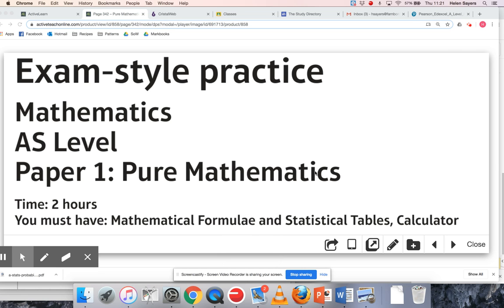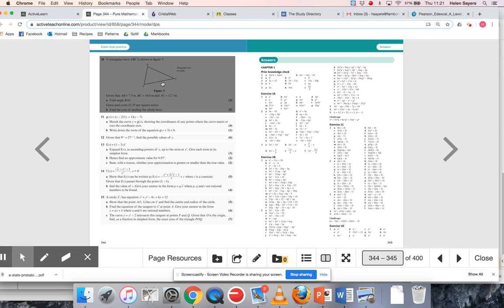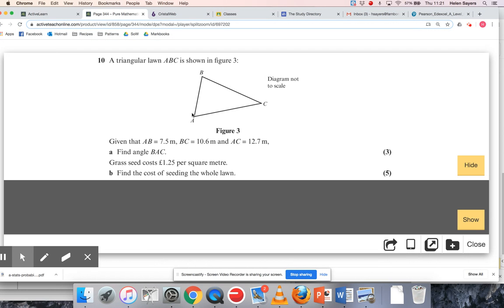Okay, so we're looking at the exam style practice paper from the first year textbook, and I think we're on question 10. Yep, so we're on question 10. So we've got a triangle, so I'm immediately thinking trigonometry. And we're given, it's not to scale, that's always going to be the case. And we're given the 3 side lengths, and I'm asked to find the angle.